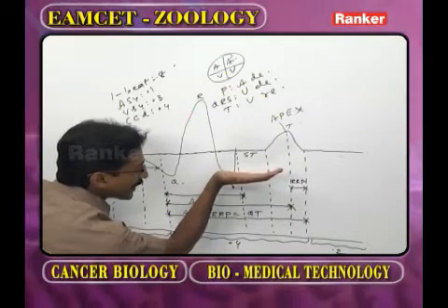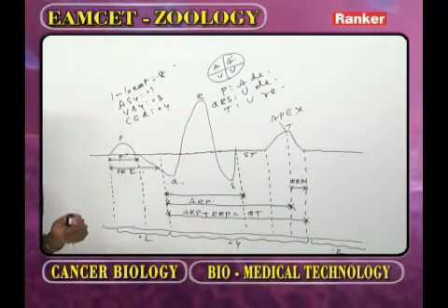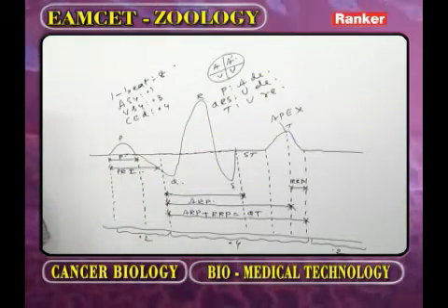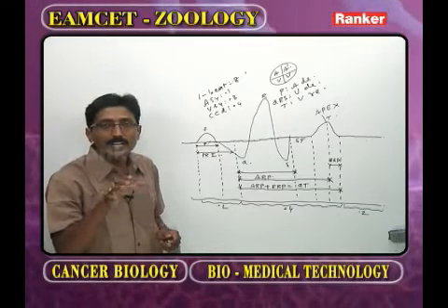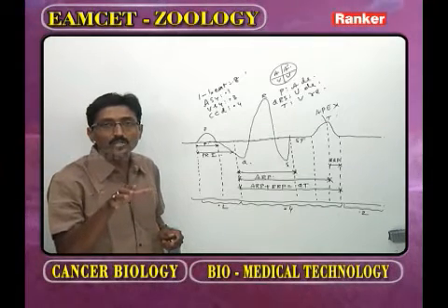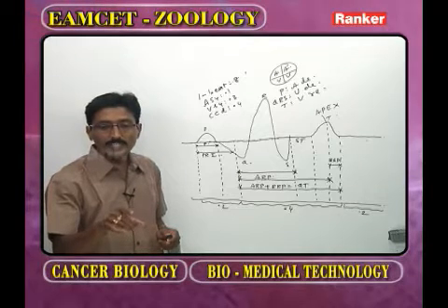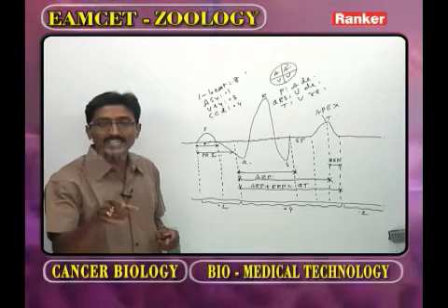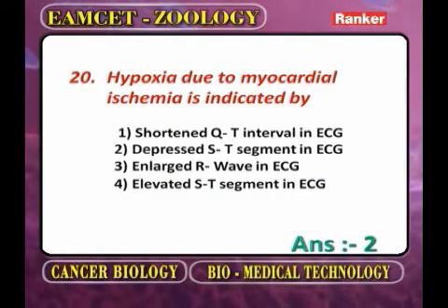What is the symptom of myocardial ischemia? The heart wall does not get sufficient oxygen. So here hypoxia, less oxygen is supplied to the muscles of the heart. Hypoxia due to myocardial ischemia is indicated by, the answer is depressed ST segment. Now the next one.